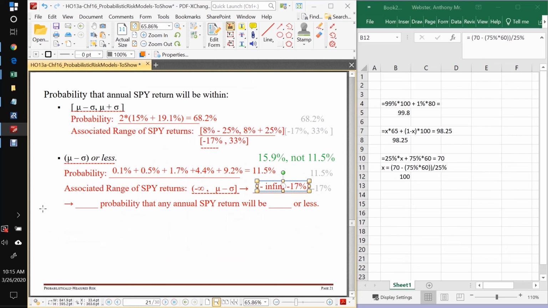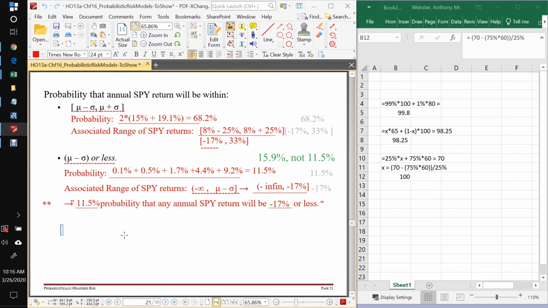So how do we want to describe this in words? This is extremely helpful and important. We want to say something like this: there is an 11.5% probability that our annual SPY return will be minus 17% or less. So this is a very helpful thing in terms of risk. And we're going to start looking at these left tail kind of statements more and more.